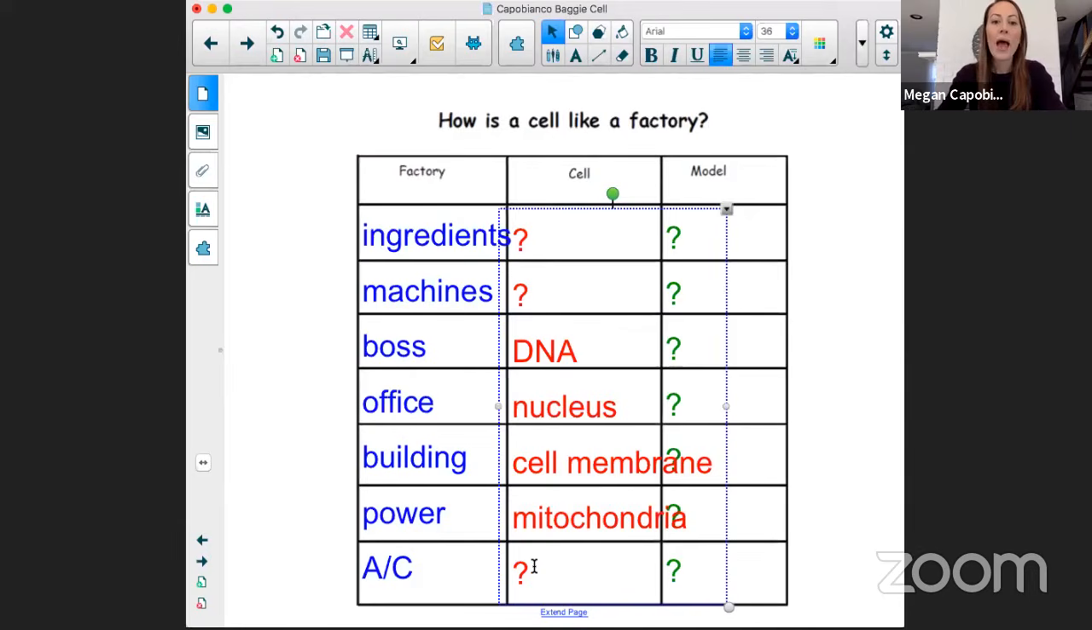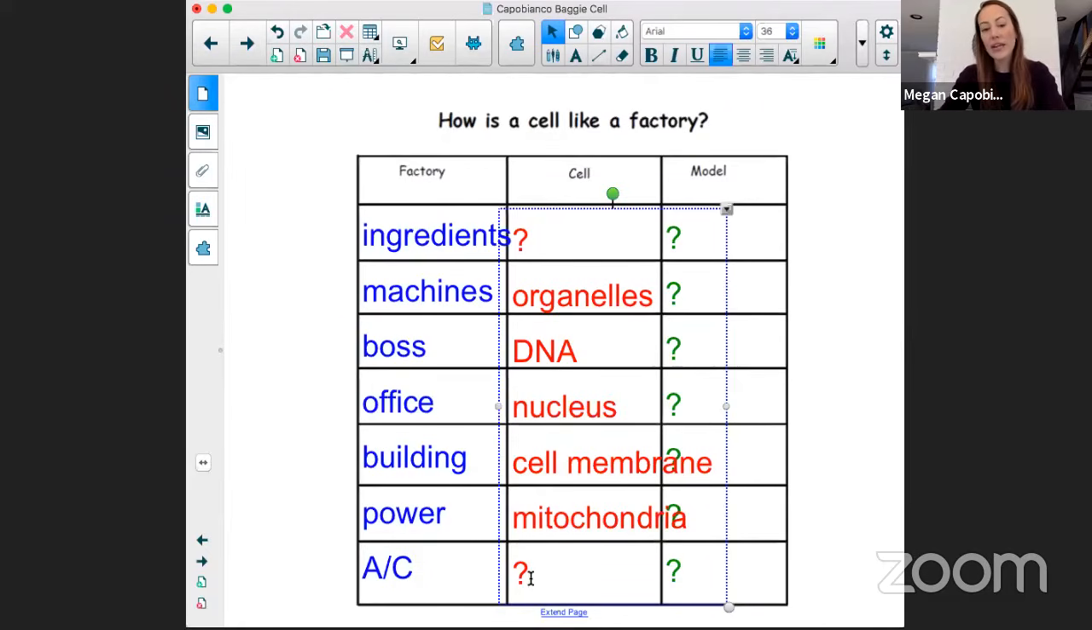Okay. And then we have 3 more. So the machines one, this one's a little tricky, but remember, there's all different machines. They all have a different job. And I just consider this all the other organelles. We've named some of the organelles, like the nucleus, the mitochondria, but all of those different machines, all of those different organelles. Okay.